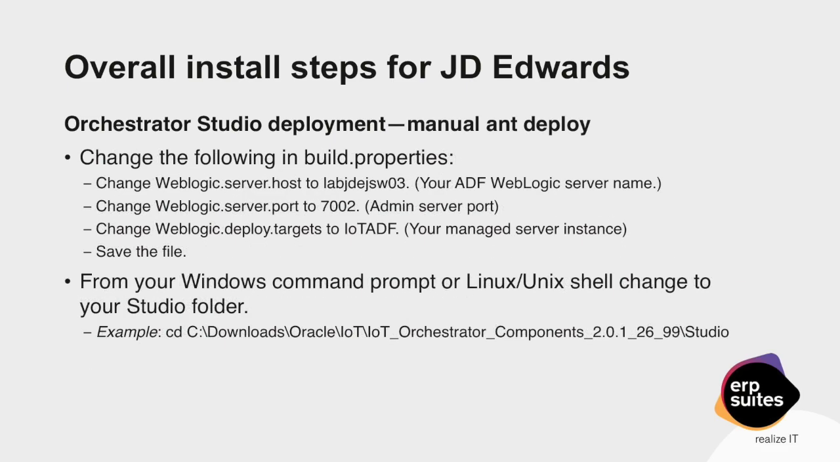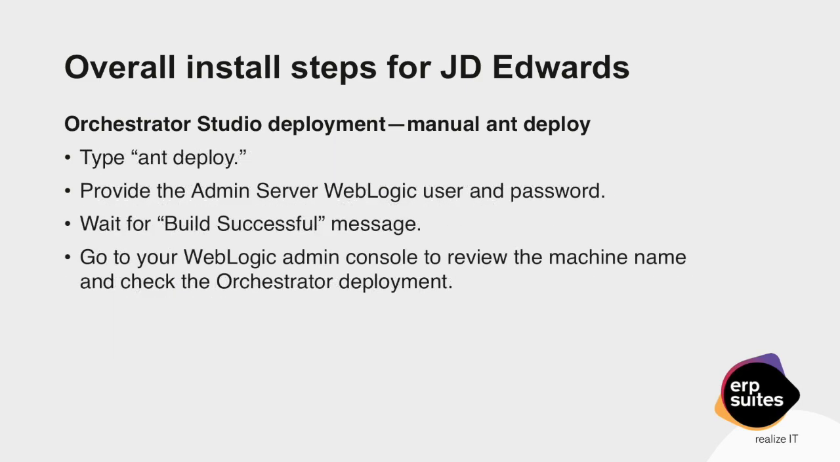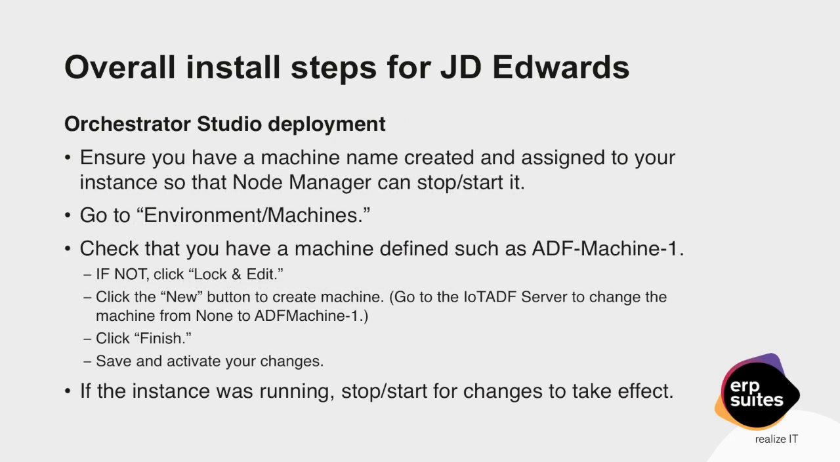But if we're doing it manually, again, there was a build properties file. We had to go in and tell what our host was, what our port was, again, where we're going to, what container we're putting it in, those types of things. Then you'd also have to, from your prompt, wait until you got a build successful message. I'm going to go through this kind of quick because I'm hoping none of you have to use the manual methods. Again, for Orchestrator Studio, you do have to have a machine name. So sometimes that gets missed. If you don't have a machine name, Node Manager can't manage, can't start and stop the instance.